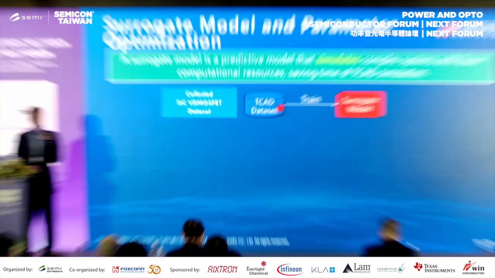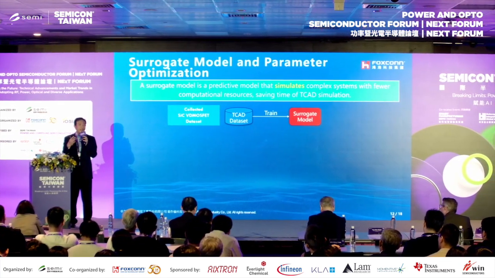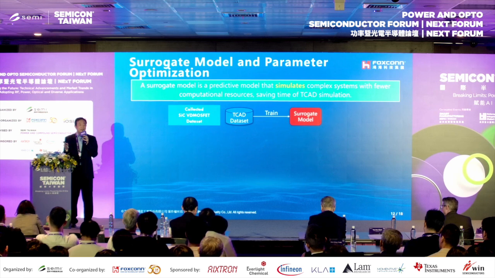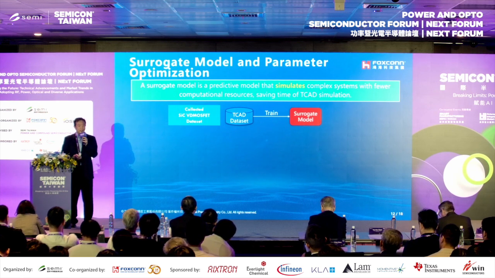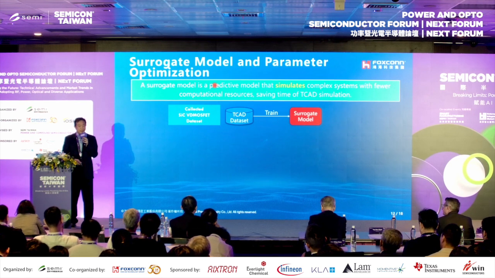First, the surrogate model is a predictive model that simulates complex systems with few computational resources, saving time compared to TK simulation. So the first step is we want to train a machine learning model or deep learning model based on our data set. We accumulate a lot of TK input and output data from the past history, and use all of this accumulated data to train a machine learning model, so that this model will simulate the behavior of the TK software.